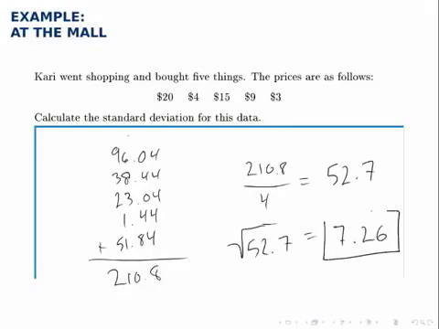So the standard deviation of this data set is 7.26, or the distance that a typical data point is from the center. Again, this example mostly illustrates why we don't usually calculate the standard deviation by hand. Even for a small data set, it gets pretty tedious.